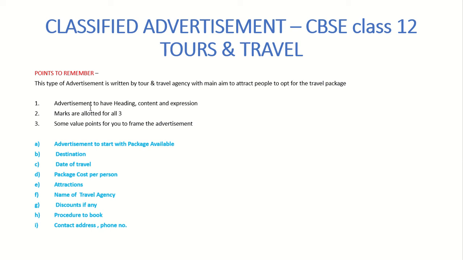So let us see, the first two things remain the same, and then tours and travel. Tours and travel advertisements you must often be seeing in the newspaper on every Saturday and Sunday. The newspapers are filled with these kinds of advertisements. Next time you are reading, pay attention to what kind of advertisements are written. The advertisement has to start with package available, where the tour is going to happen, the date of travel, the cost per person, the attraction, the name of the travel agency, any discount, how to book it, and contact address. Those things can be mentioned.